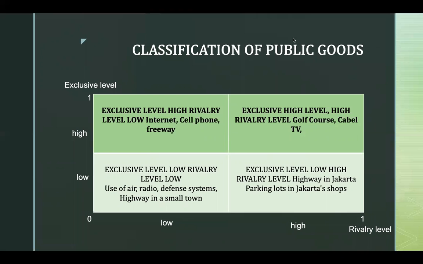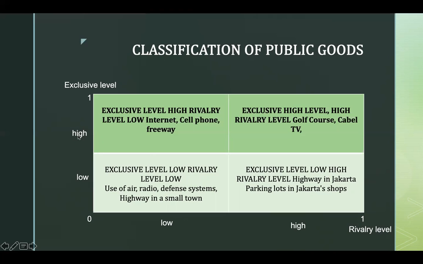So if you try to read the table again, you see first the exclusive level, and the number is 1, high, low, 0, and then go to the right, low, high, and the rivalry level. So exclusive, rivalry. So exclusive level high, rivalry level low.